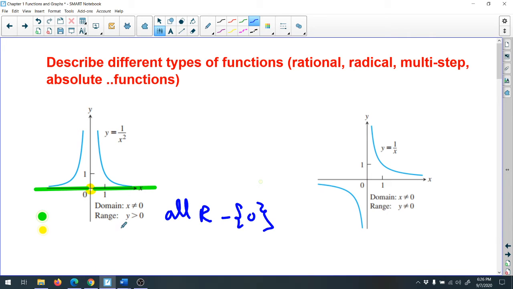The conclusion is that y is greater than 0, never equals 0, but we could say y is greater than 0, or sometimes they describe it as from 0 to infinity, open 0, we don't include 0, and open infinity. That's our range. Also look at this function.